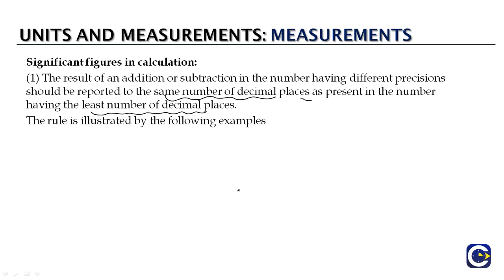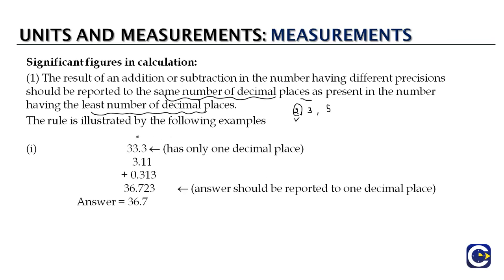So if I am adding three numbers, say one number has 2 decimal places, another has 3 decimal places, and another has 5 decimal places, then the final value must be rounded off in such a way that it has just 2 decimal places. So the number of decimal places in the final result will be equal to the number of decimal places of the number that has the least number of decimals. We'll take a look at it with this particular example.